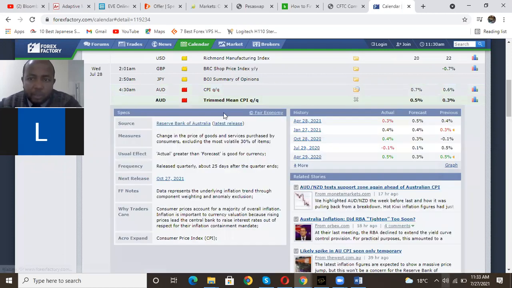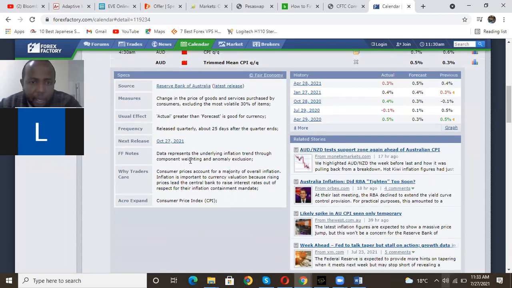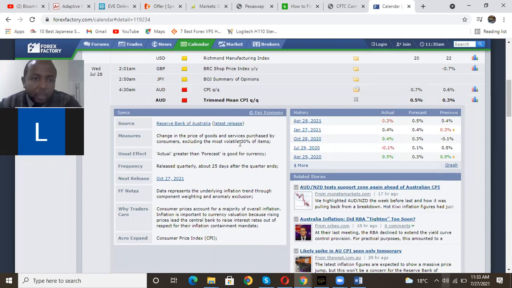Same case for trimmed CPI, but trimmed is the change in price of goods and services purchased by consumers, excluding the most volatile 30% of the items. Most likely, you will see the data represent the underlying inflation trend. So this will be minus the agriculture sector because it's usually very volatile, weather patterns and all that. So that's why it's called trimmed CPI.